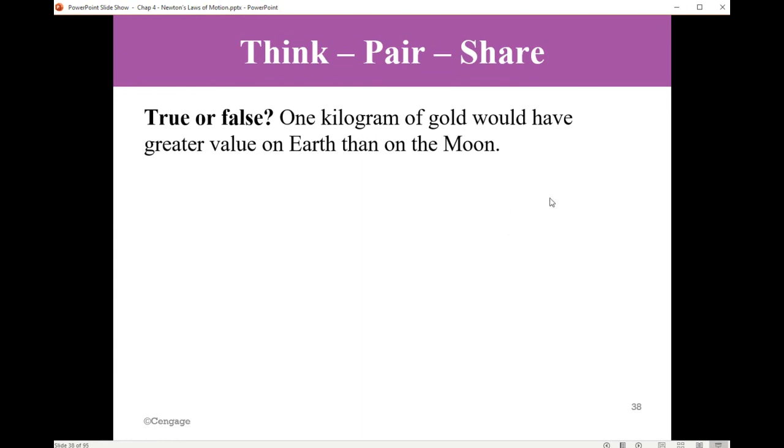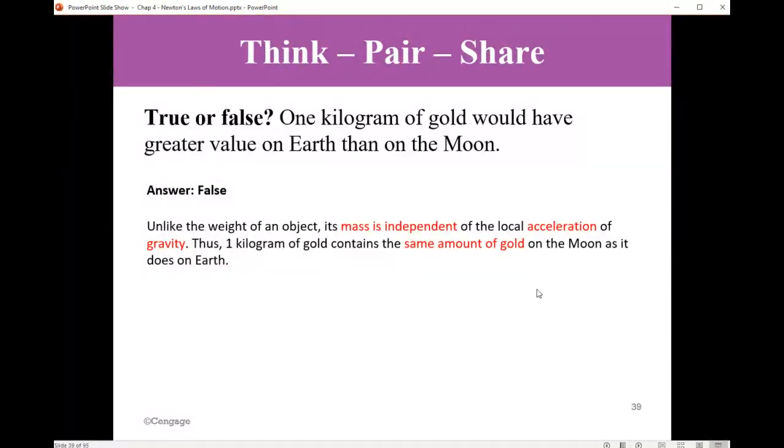Okay? So back to this statement. Ina, I thought you wanted to say something. What do you think? Is it true or false? False. Okay. So the mass is independent, thank you. The mass is independent of the local acceleration. So 1 kilogram of gold contains the same amount of gold on the Moon as well as on Earth. Thank you, and thanks to Emerson also.